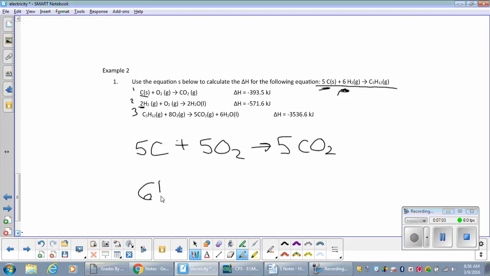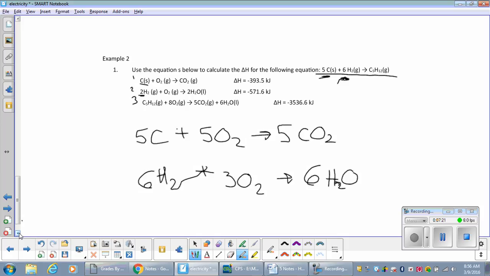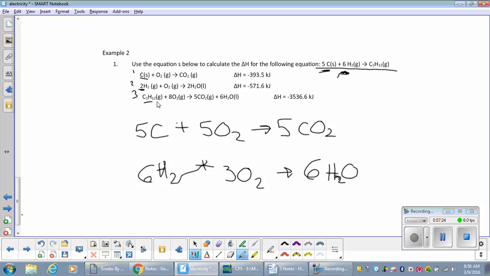So this becomes 6H2 plus 3O2 gives you 6H2O. All right. Now our last step. Well, C5H12, do we want that as a reactant or a product? Look at here, we want it as a product. So that's telling us we are reversing this reaction. We have to flip this. So when you have to flip a reaction, remember the sign for delta H has to change. So we are now going to make this a positive number.